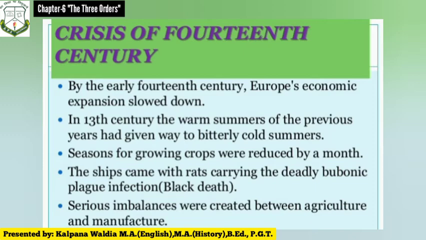Crisis of the 14th century. By the early 14th century, Europe's economic expansion slowed down. In the 13th century, the warm summers of the previous years had given way to bitterly cold summers. Seasons for growing crops were reduced by a month. Ships came with rats carrying the deadly bubonic plague infection, that is the Black Death. Serious imbalance was created between agriculture and manufacture. Thus, the crisis of the 14th century was very significant during that time.